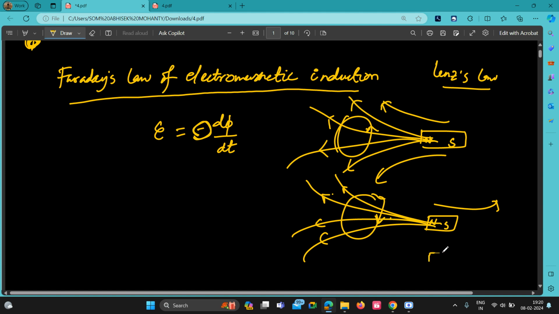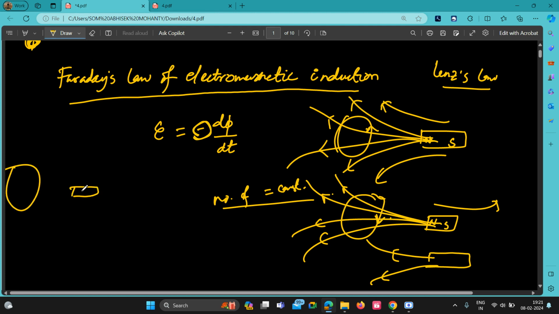So if the magnet is at rest, suppose, then the number of field lines is constant, right? Number of field lines is constant. But suppose I am moving it. Then the number of field lines is changing every minute or every second, whatever. Like this, at this position it will be like this, so it's changing. So because of that change, EMF is induced.